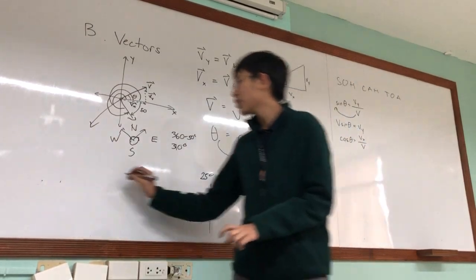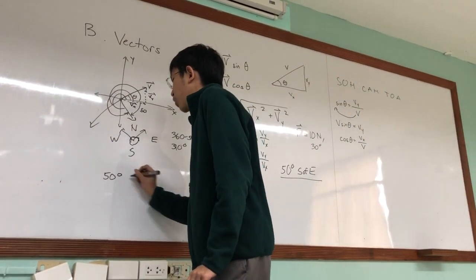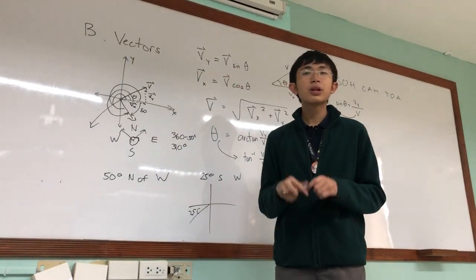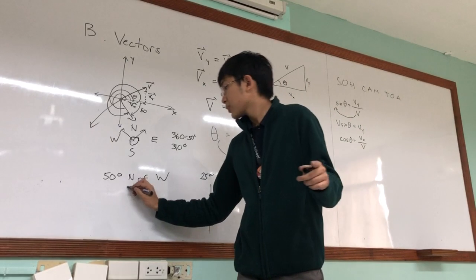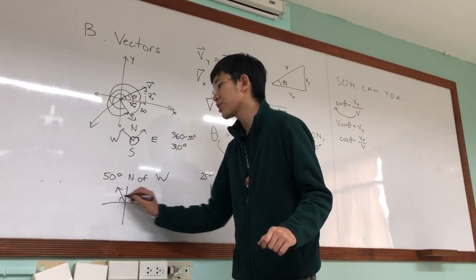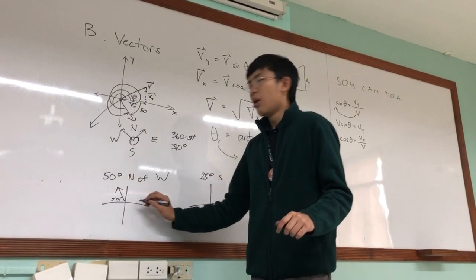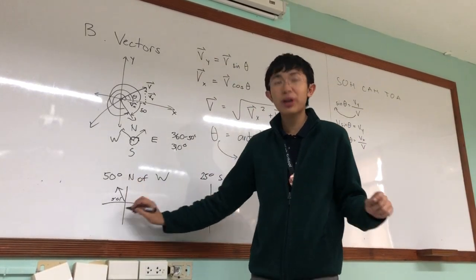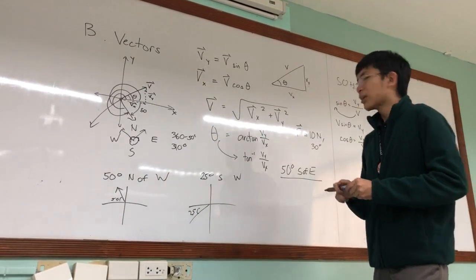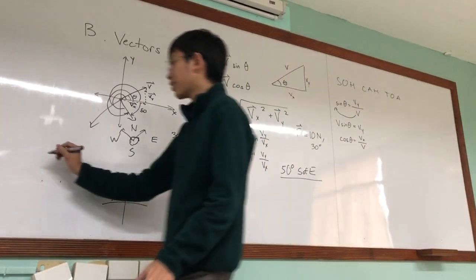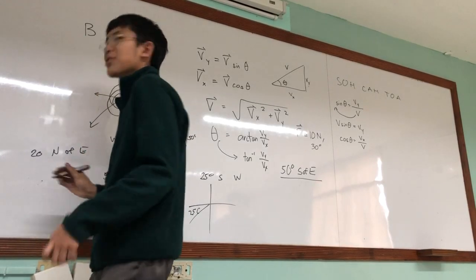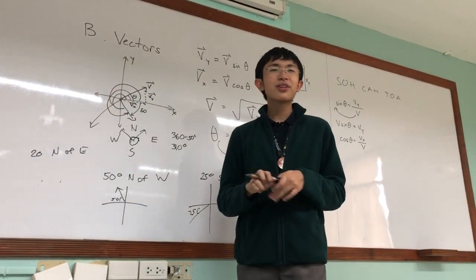What if I do 50 degrees north of west? Correct, 180 minus 50. If you're confused, try drawing it out. North of west, this is our 50 degrees. Since we're looking for this angle, 180 minus 50. Anyhow, what if I read 20 degrees north of east? That's my 20 degrees, 20 degrees north of east.